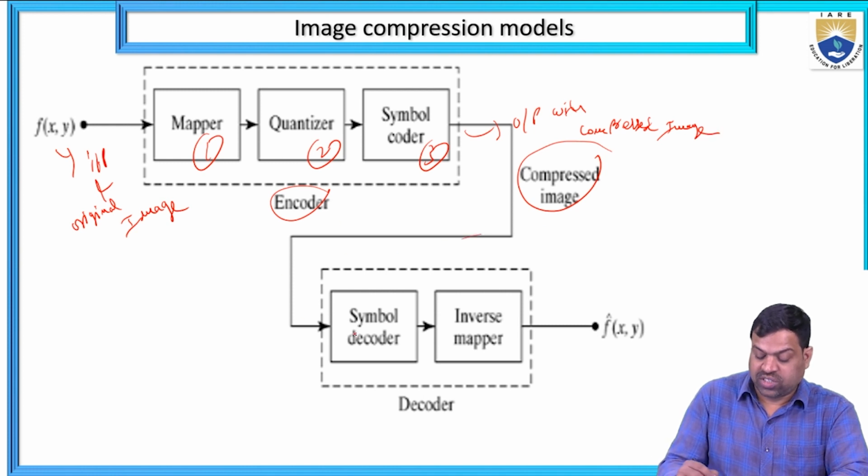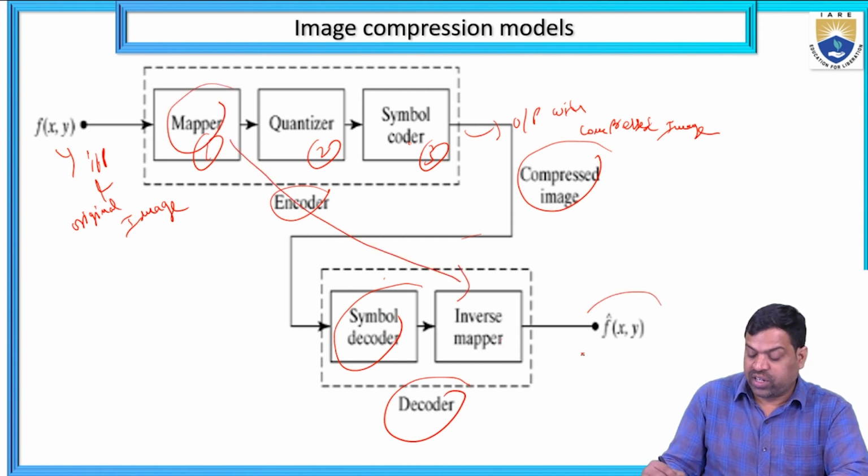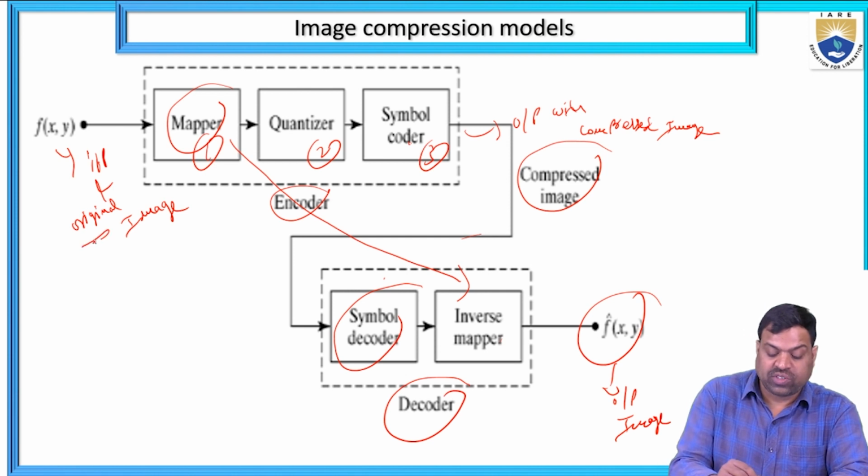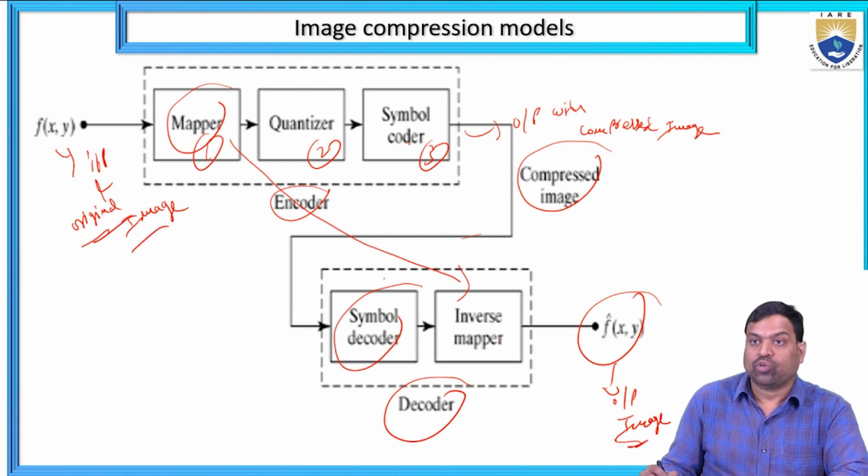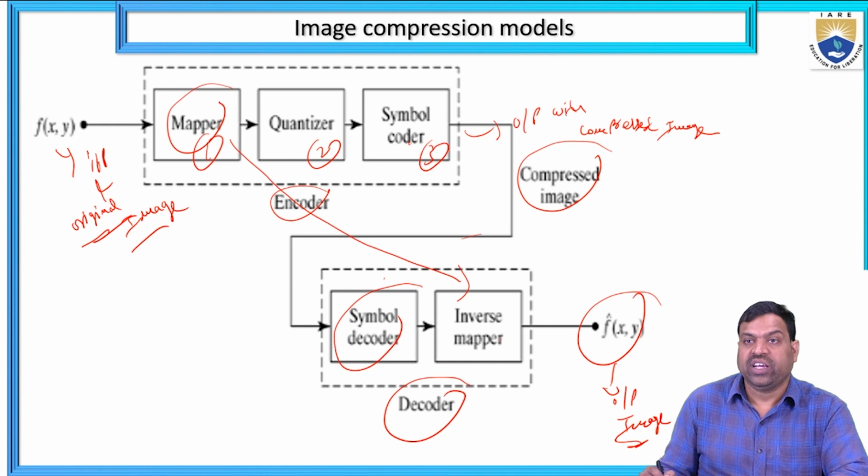At the output stage, on the decoder side, there is the symbol decoder, which takes the compressed image. The symbol decoder is followed by the inverse mapper, and f dash of x comma y is the output image. It is a decoder. f of x comma y is the original image, while the output image is the result of compression and decompression, the compressed image and the decompressed image.